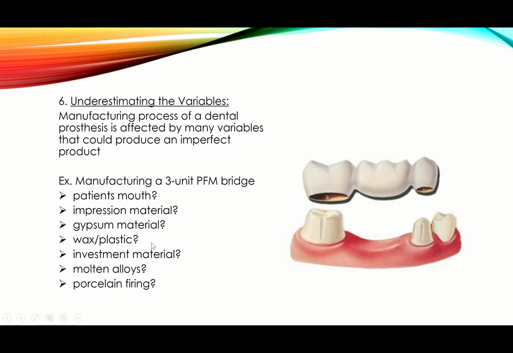Wax and plastics, shrinkage, right? Investment materials, expansion. Molten metal, well, after solidification there is shrinkage. And then porcelain firing, up and down, up and down. Every time it goes up in the furnace and down, there's expansion, shrinkage, expansion, shrinkage. So you're talking about many variables. Let's just do it again: patient mouth variable, impression materials shrinkage, gypsum materials expansion, wax shrinkage, investment expansion, molten alloy shrinkage, and then porcelain firing up and down, shrinkage and expansion.